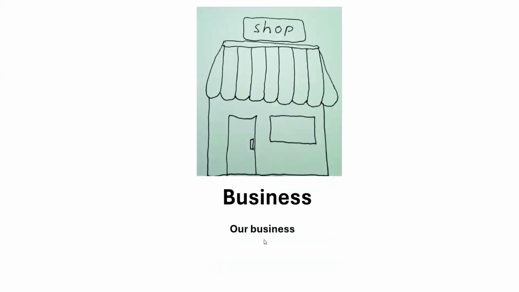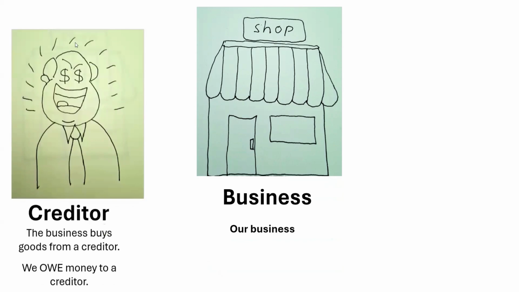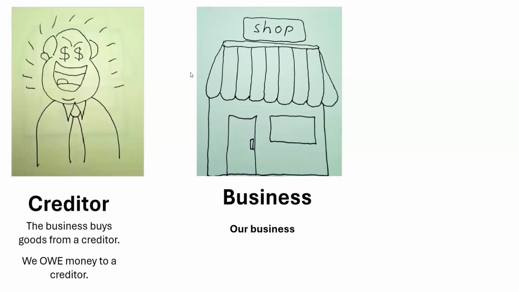So we're going to assume this is our business. And for our business to function, we need to have stock. And we do not have money now to buy stock. So we will buy stock on credit. We will go to another business and say, I owe you. And this is where a creditor comes in. We will go to a creditor and we will buy goods or equipment or whatever we need from a creditor. So the business buys goods from a creditor. Therefore, we owe money to a creditor.